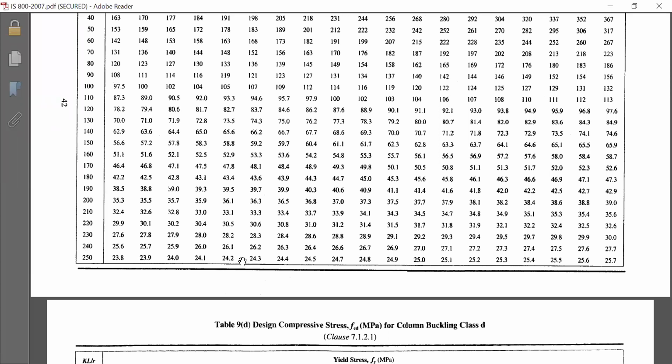Please make this clear. When you don't have the value of slenderness ratio in your code book, you have to do the extrapolation. To do the extrapolation, you consider the FCD values for the last two cases, that is 240 and 250, and then do the extrapolation. Let me teach you how to do the extrapolation. I'll stop the screen sharing.